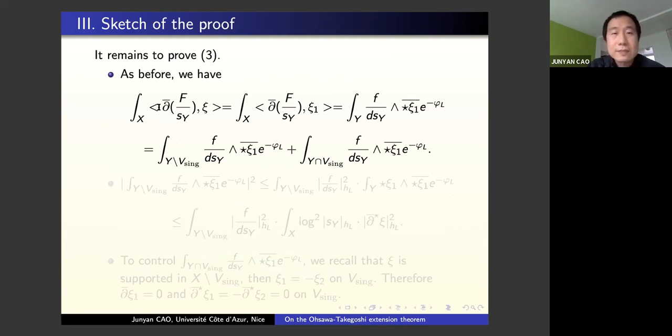As we have explained before, even in the case where Y is smooth, we still have this equality: the product of this current with C is equal to the integral of f over dS, which stack C1.